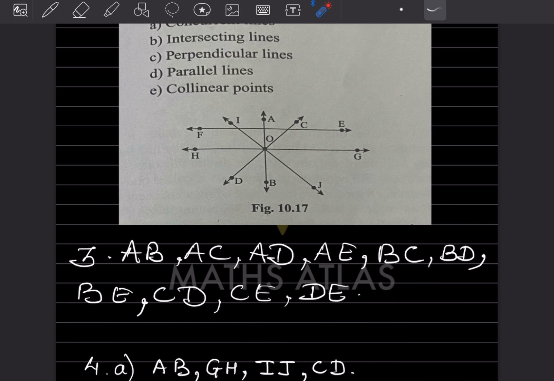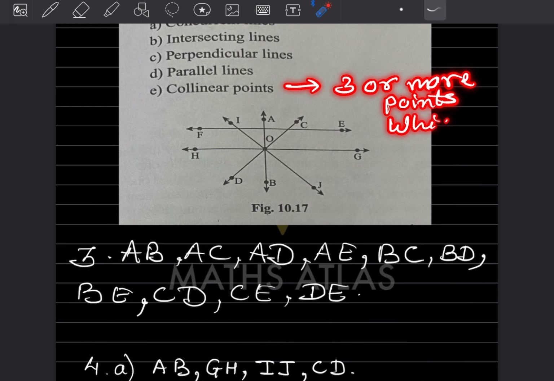So collinear means it is going to be in a straight, that will be the same line, we can say. So it will be 3 or more points which lie on the same line.